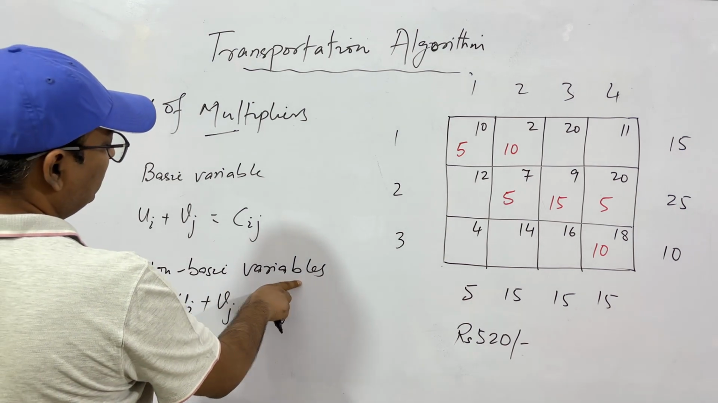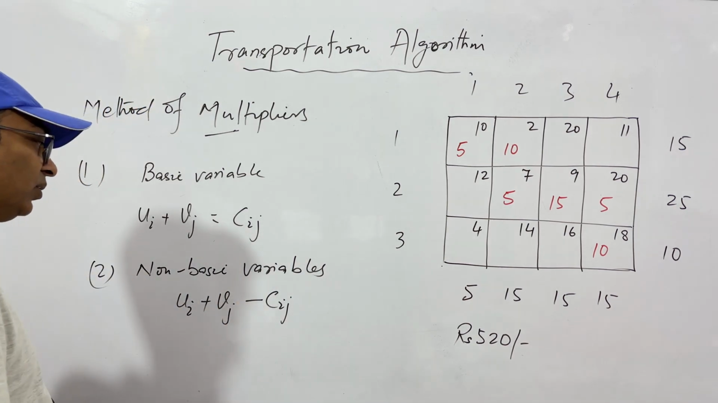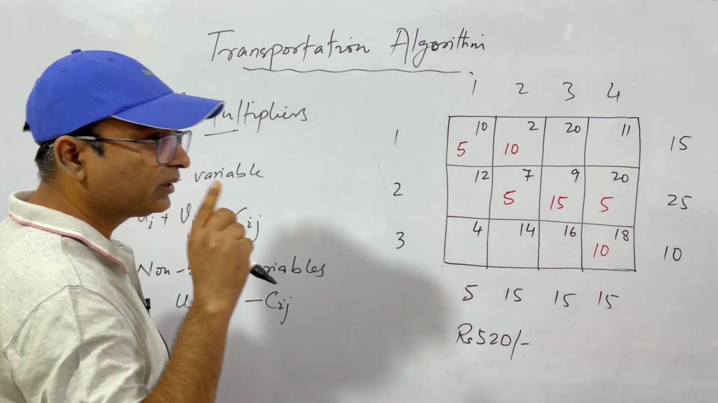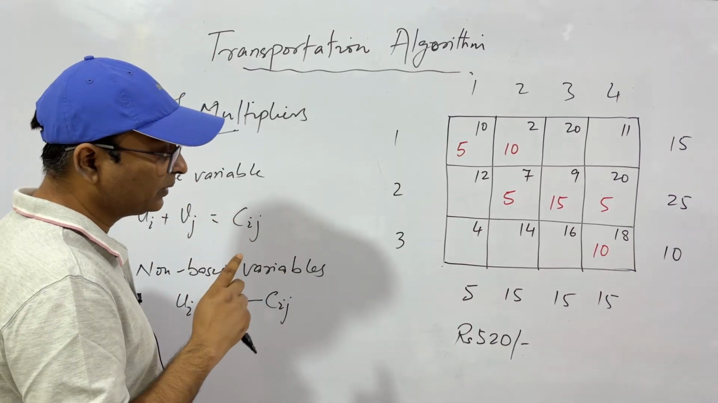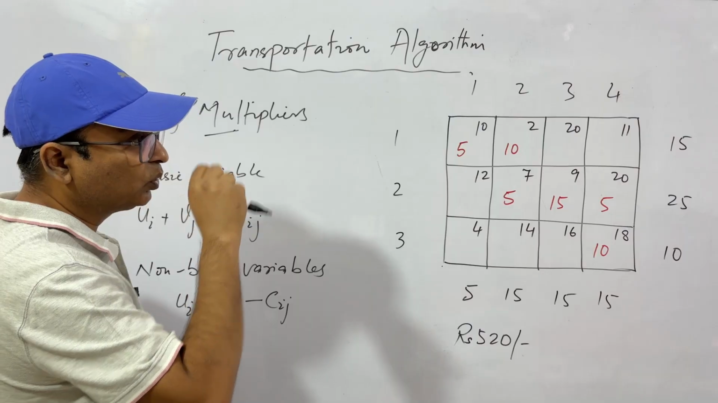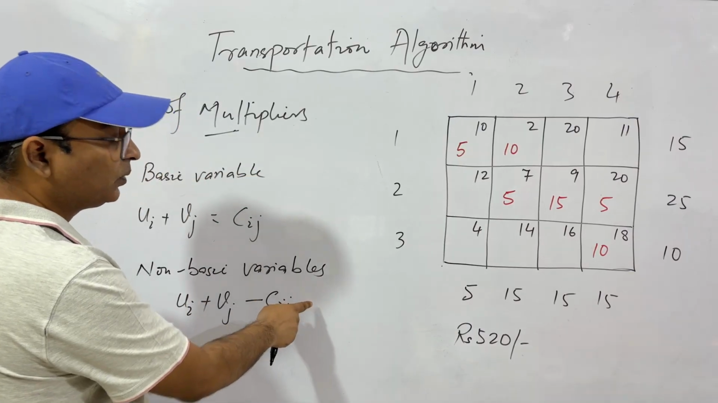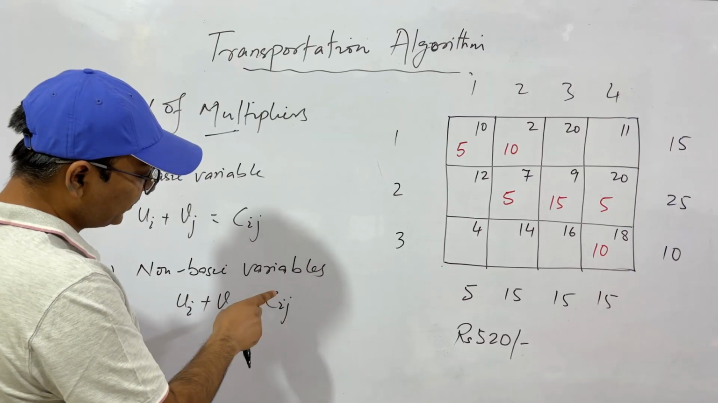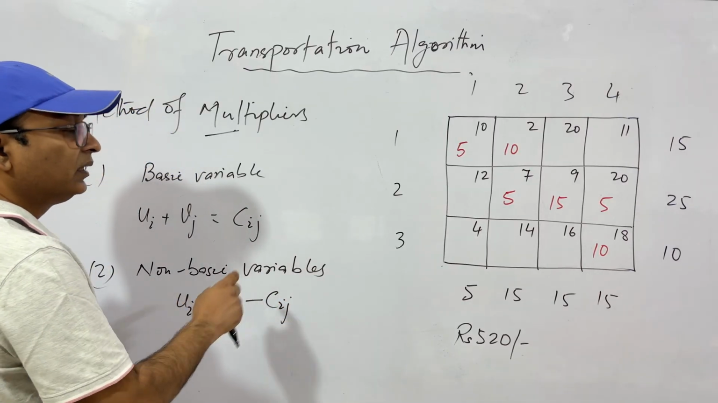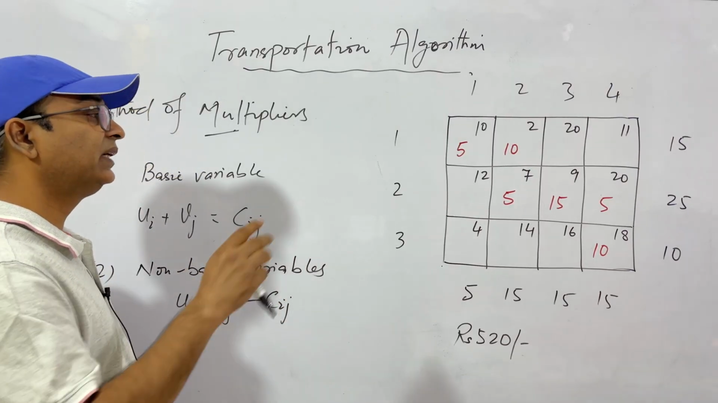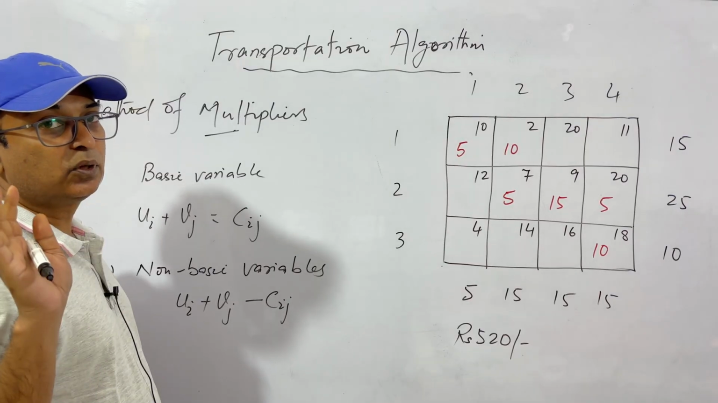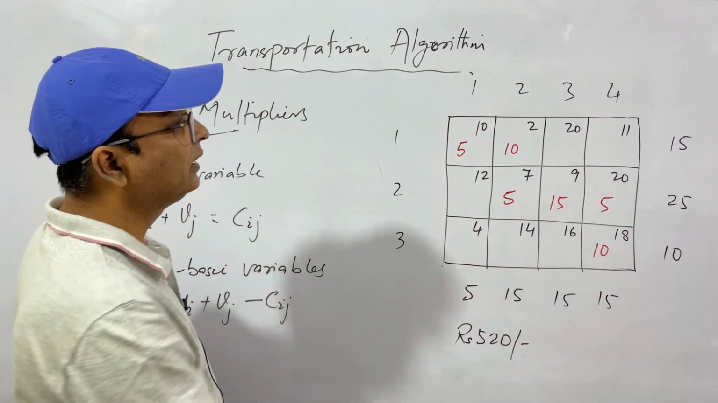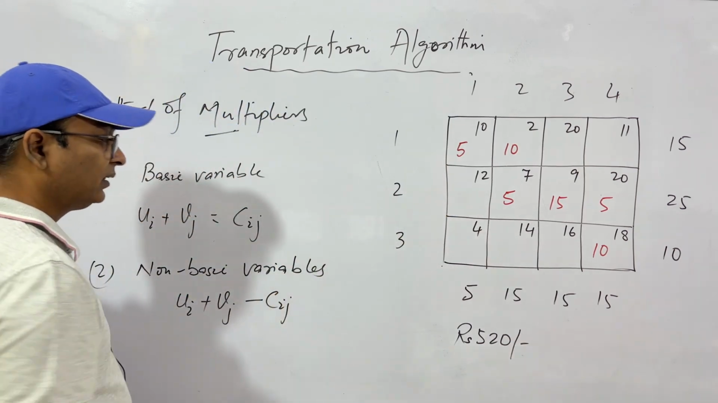So we'll take this ui plus vj minus cij for non-basic variables. If you remember when we were doing the simplex method, the most positive value was taken as the entering variable. It's the same here. So if all these values are negative, it means we have reached our optimum solution. That is, the solution is optimal.